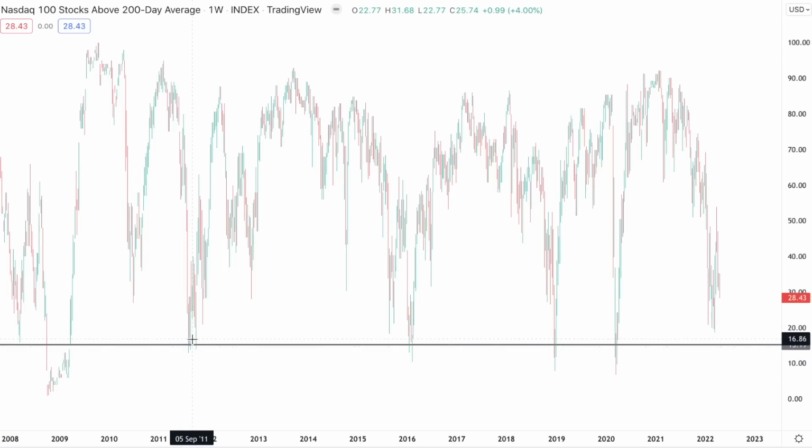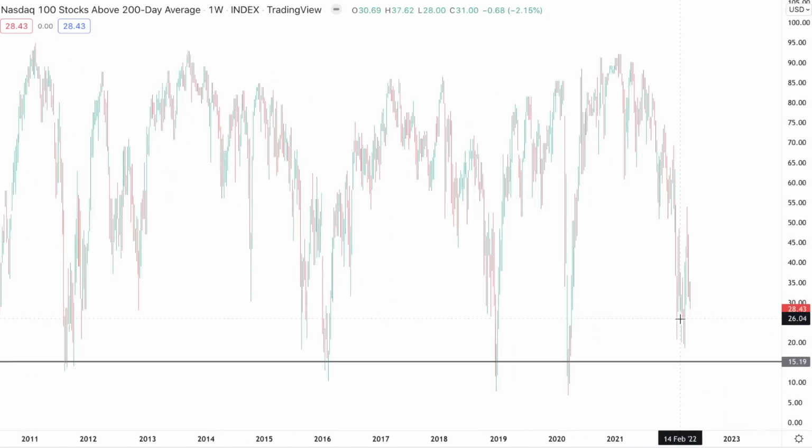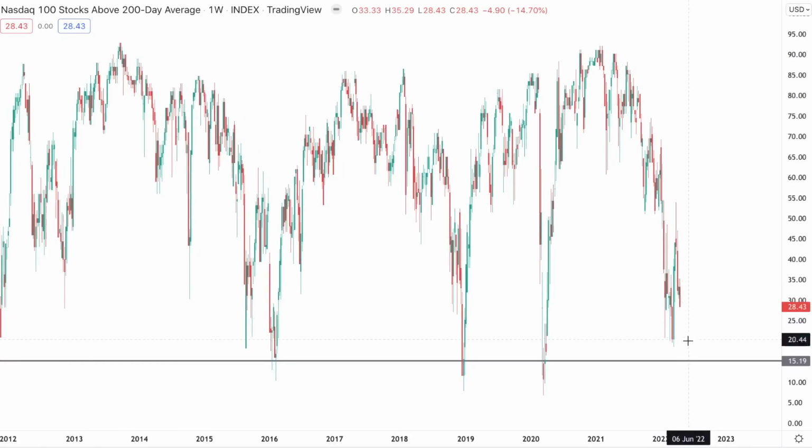Back in March here, we fell just shy of that 15% reading. So if we do have a breakdown here and see additional volatility, could we see a move down to 15% before we get a big bottom in the market? That's possible. And that would very likely mean undercutting by a slight margin the March low on the tech sector.